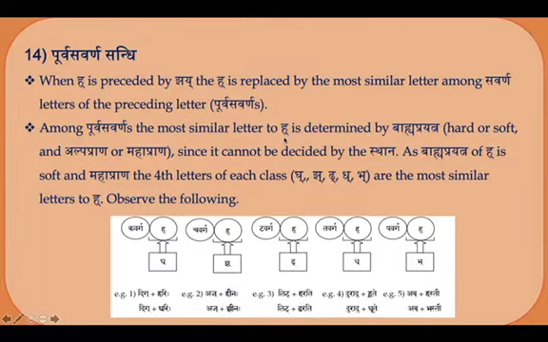As Bahya Prayatna, ha is soft and Mahaprana, so the fourth letters of each class, gh, jh, dh, dh, and bh, are most similar to ha. So whenever we are converting this, we have to remember that it should be the respective Mahaprana soft consonant.